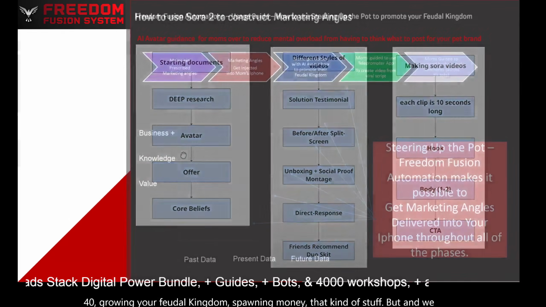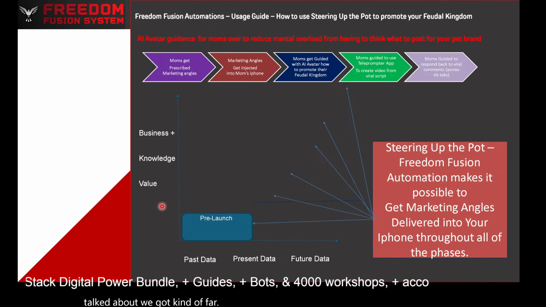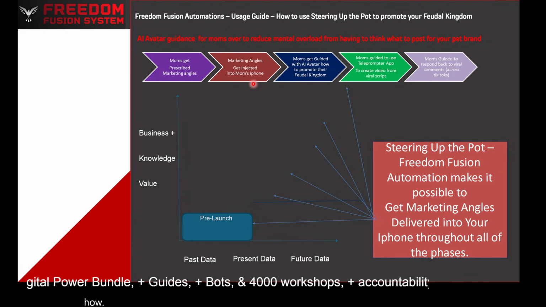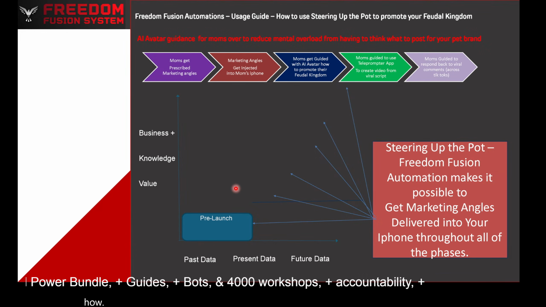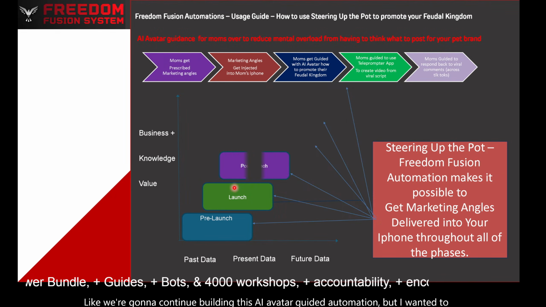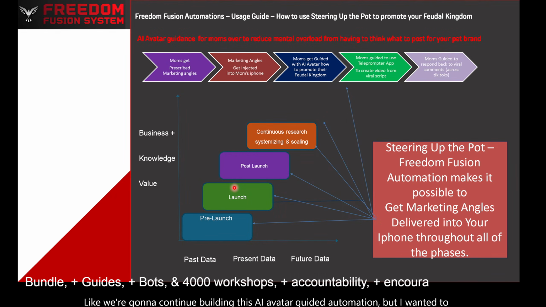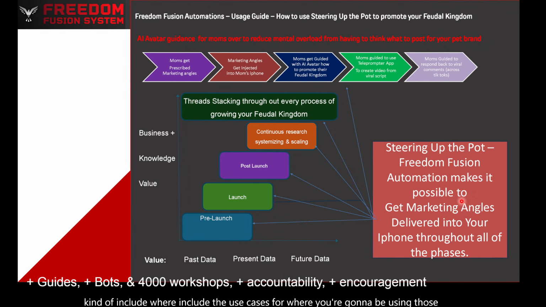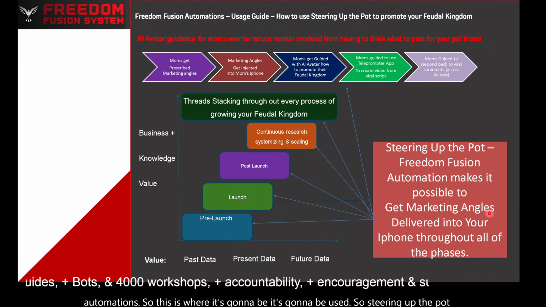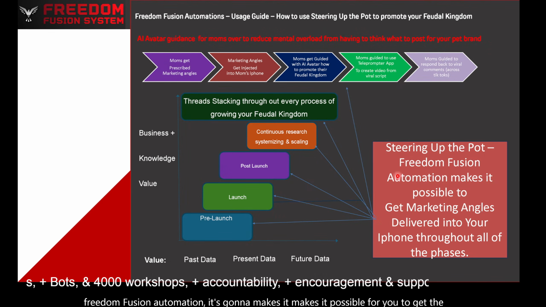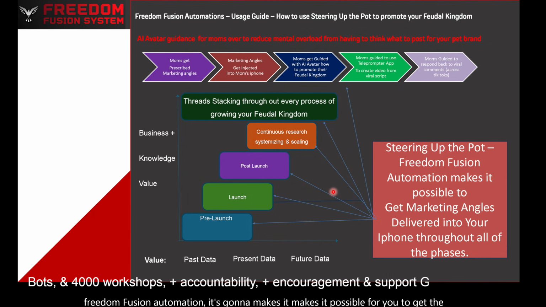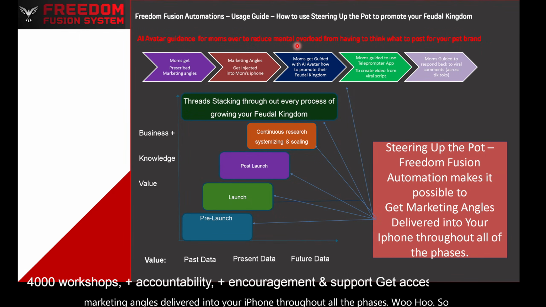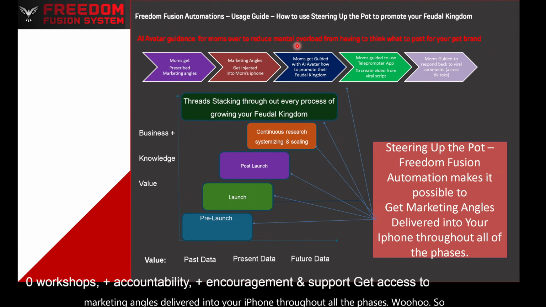Right now, I wanted to show you how we're going to continue building this AI avatar guided automation, and include the use cases for where you're going to be using those automations. The Steering Up the Pod Freedom Fusion automation makes it possible for you to get the marketing angles delivered into your iPhone throughout all the phases. This is the Freedom Fusion automations usage guide for how to use Steering Up the Pod automation.